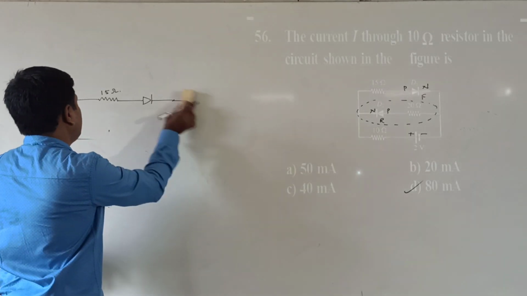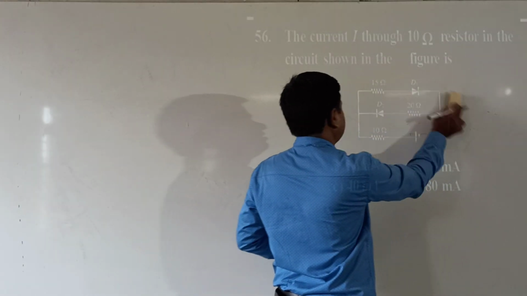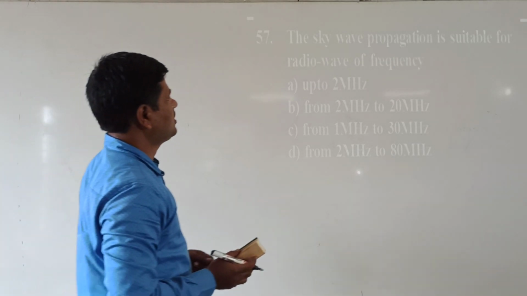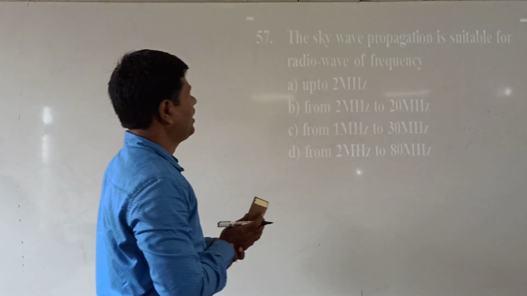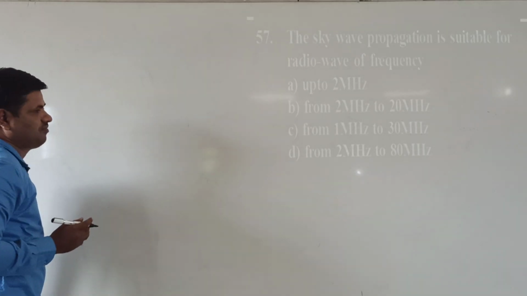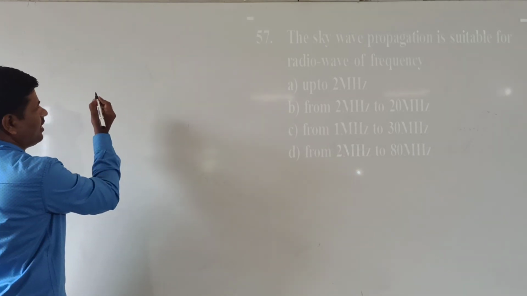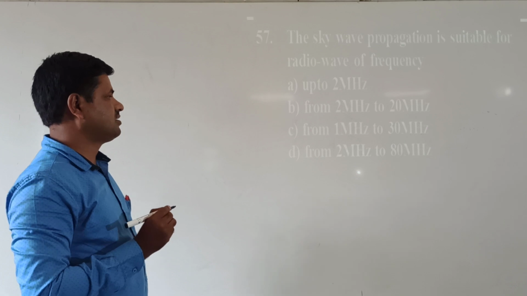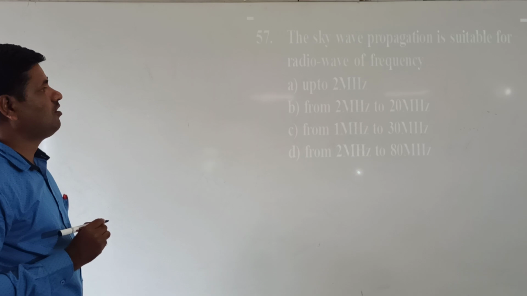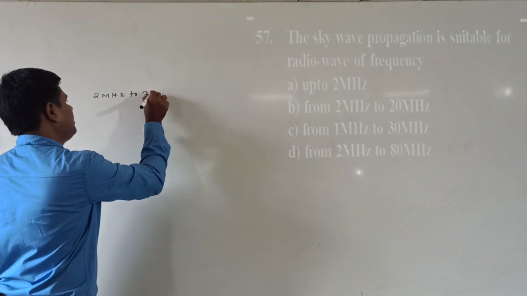Next we go to question number 57. Skywave propagation is suitable for radio waves of which frequency? We know that skywave propagation is suitable for frequencies generally considered as 2 megahertz to 30 megahertz. That is the skywave propagation range.